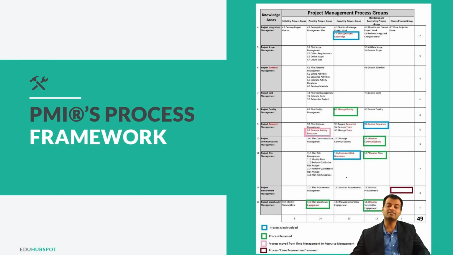Next, we would be discussing the process framework where I will tell you the example of the 49, the 5, the 10s. We have 49 processes, 5 process groups and 10 knowledge areas. So stay tuned for that.